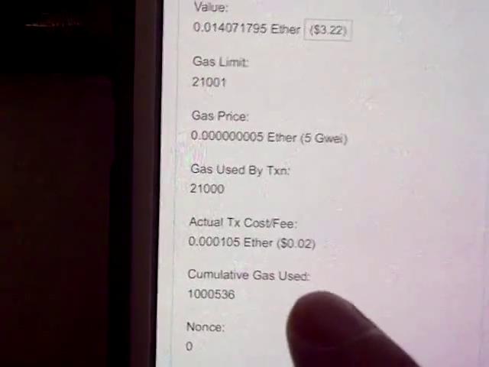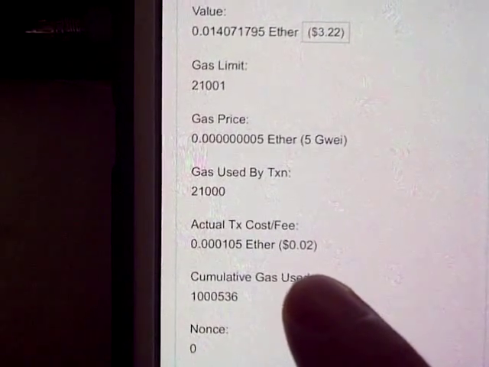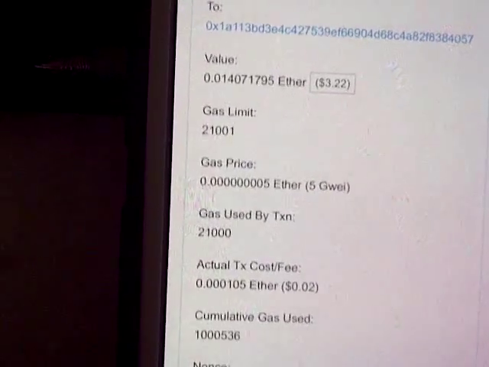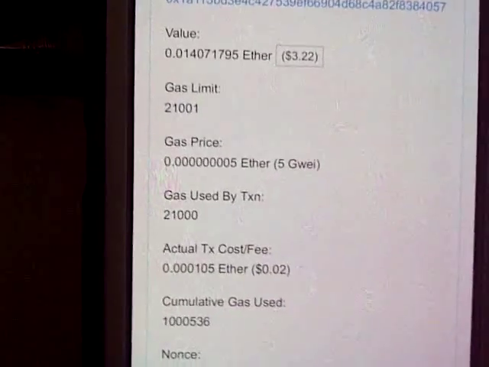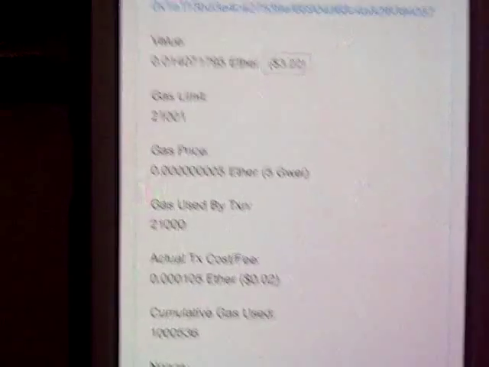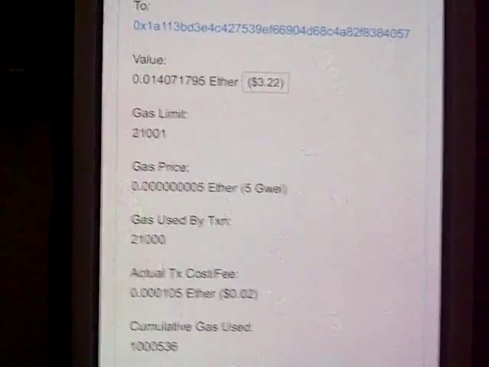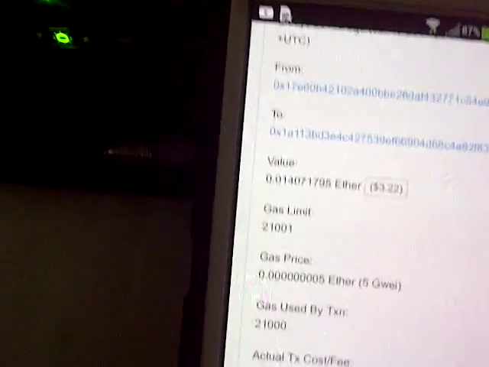I think you can do 0.002 cents. So it's literally a fraction of a penny. So I'm going to go ahead and try that. According to my calculation, that should be the lowest gas price that you should be able to do. Hold on here.